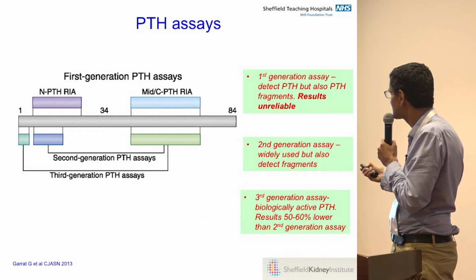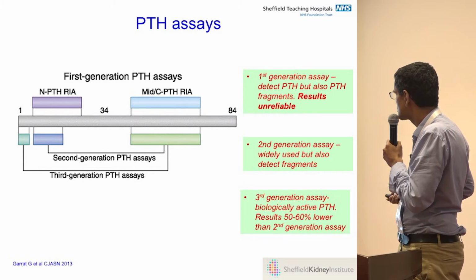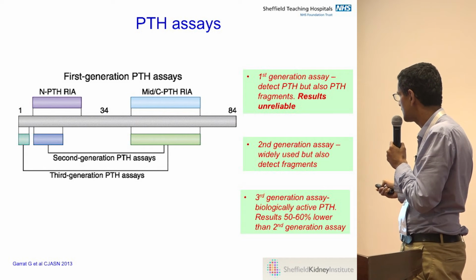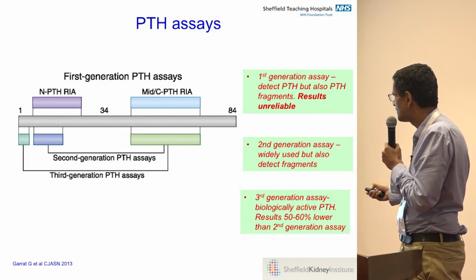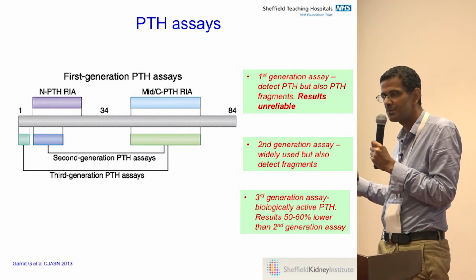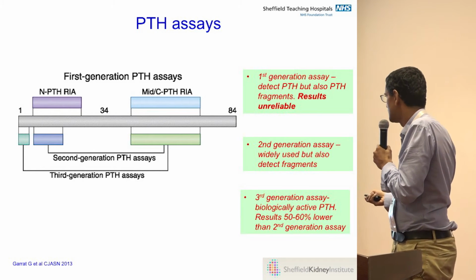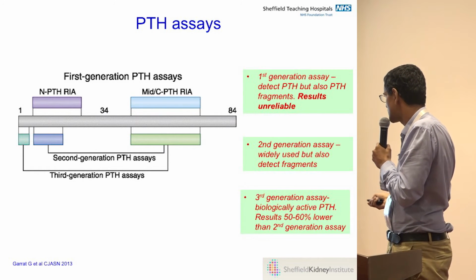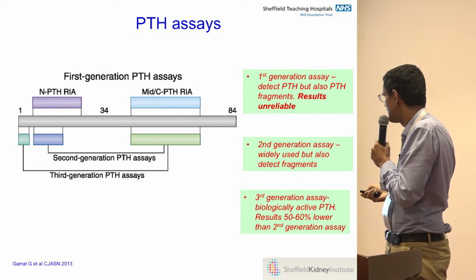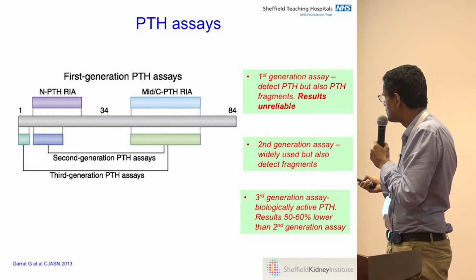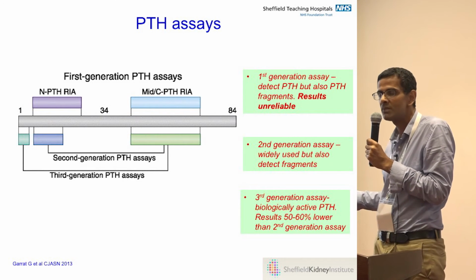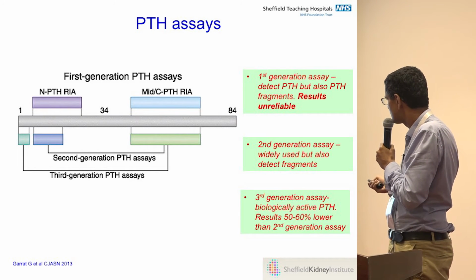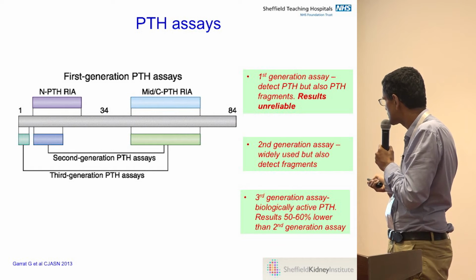Finally, just one thing about the assays. There are 3 generations of assays. There's a second generation assay that most of us will use, okay? And this detects intact PTH, but it also detects PTH fragments. There's a stand in the tent outside selling 3rd generation assays. The 3rd generation assay effectively measures whole PTH and doesn't measure the fragments. And because it doesn't measure the fragments, the results are 50 to 60% lower than the 2nd generation assay.